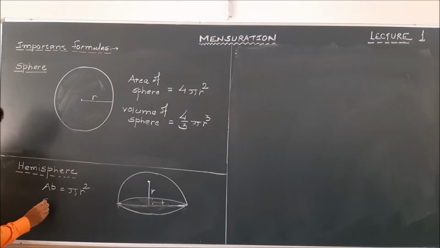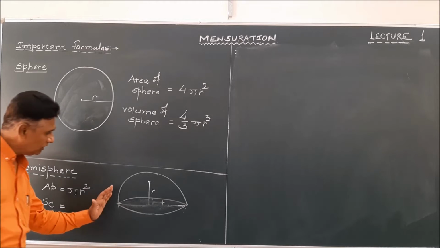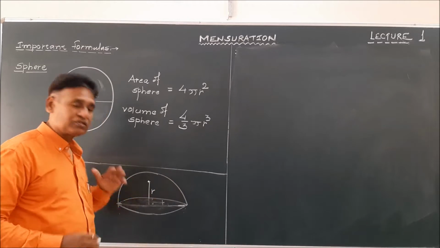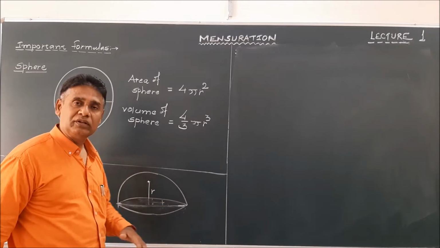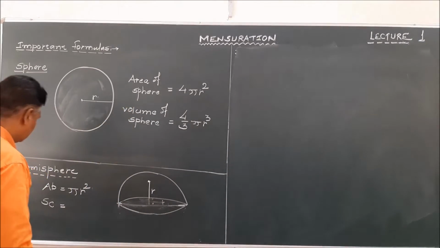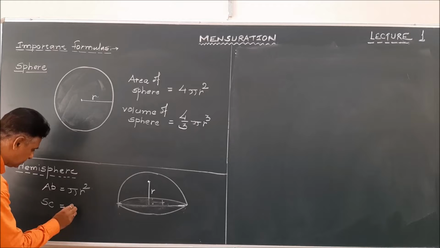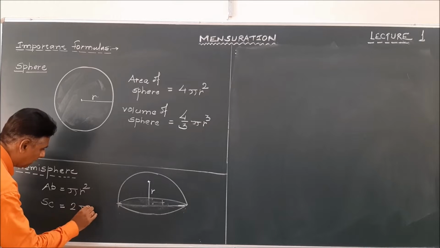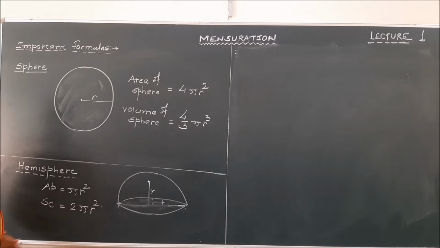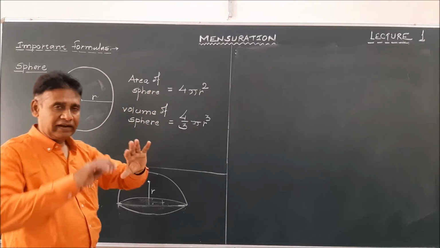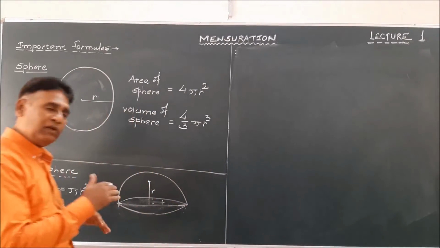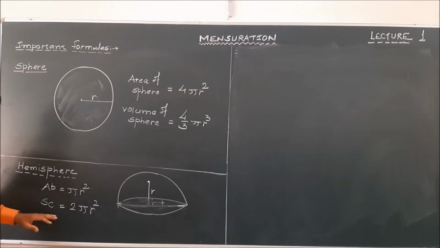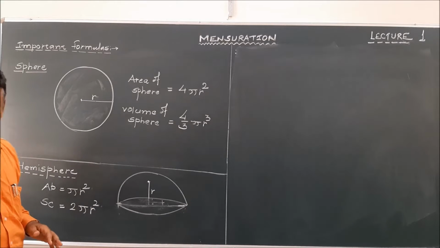Then SC. SC stands for only the curved surface area excluding the bottom. Then curved surface area is 2 pi r square. See here, area of an entire sphere is 4 pi r square. Hemi stands for half. So curved surface area is 2 pi r square.